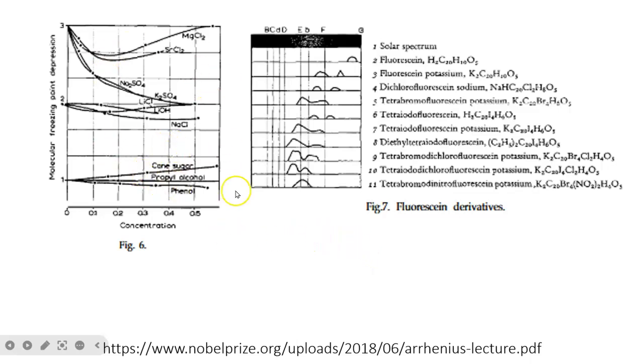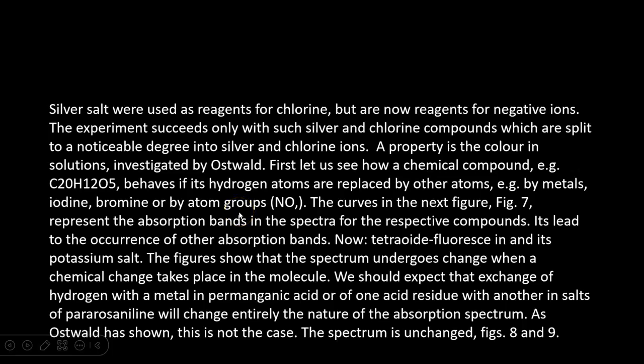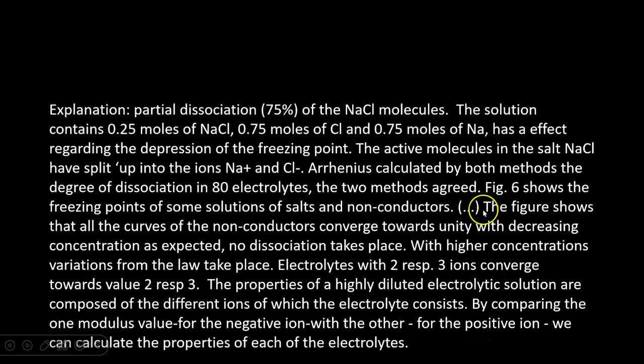Here you can see this. This is figure 6, as it is referred to. With higher concentrations, variations from the laws take place. Electrolytes with 2, respectively 3 ions converge towards value 2 or 3.